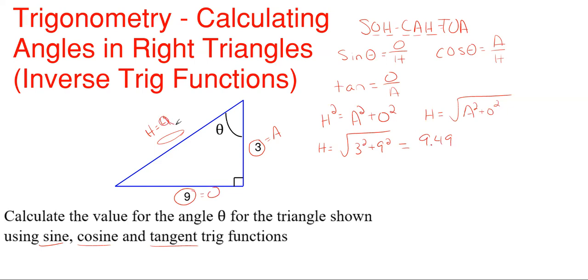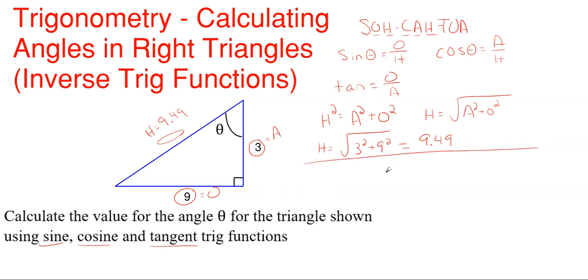So now we have all three sides determined: adjacent is 3, opposite is 9, and hypotenuse is 9.49. Typically, if you wanted to find the angle, you would just use one of the three trig functions. But in this particular problem, we're going to use all three to solve for this angle. Due to rounding, the angle may not be exactly the same, but it should be extremely close using all three trig functions.